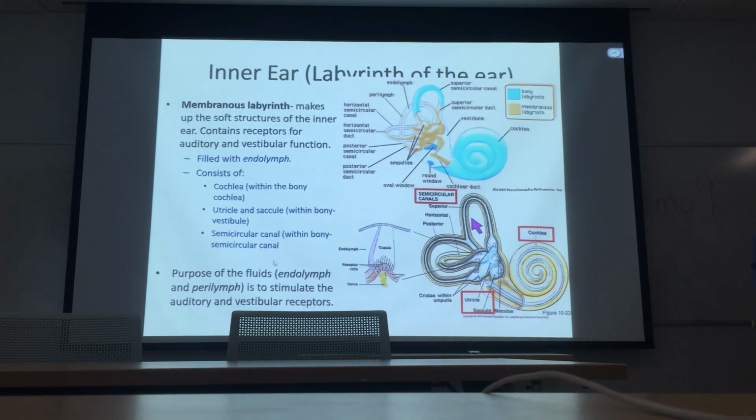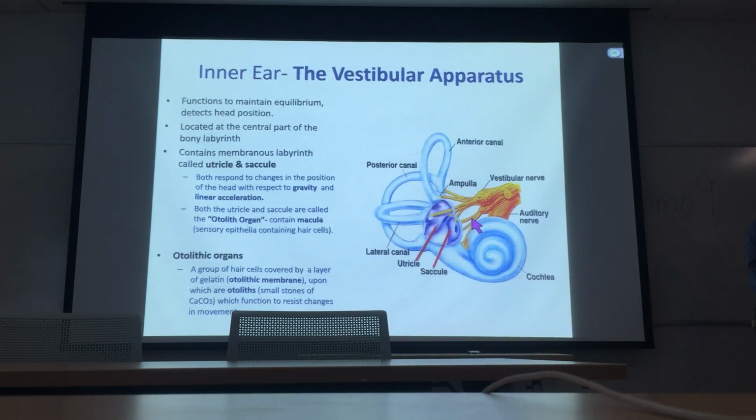So the purpose of those fluids is stimulating different receptors, whether auditory or vestibular receptors, stimulating hair cells, such that we can detect different types of things. There was a whole big section about that. I would know it pretty superficially, and you're going to be in really good shape.